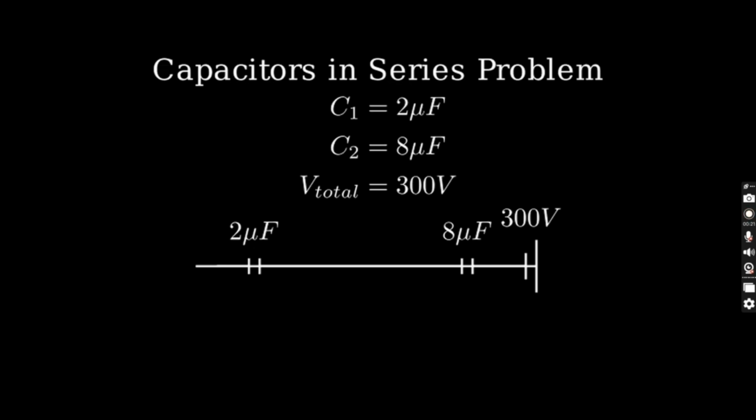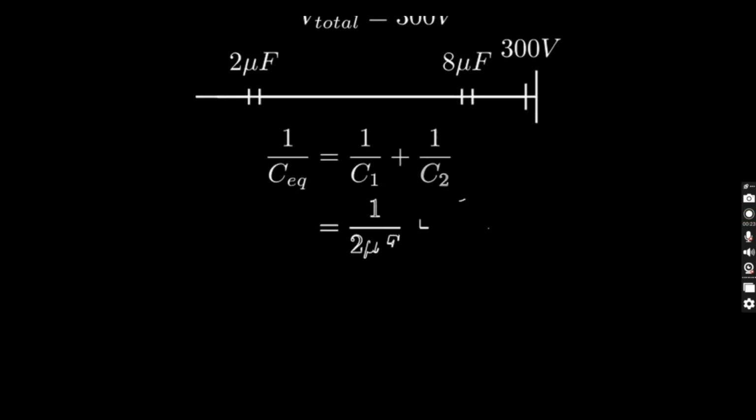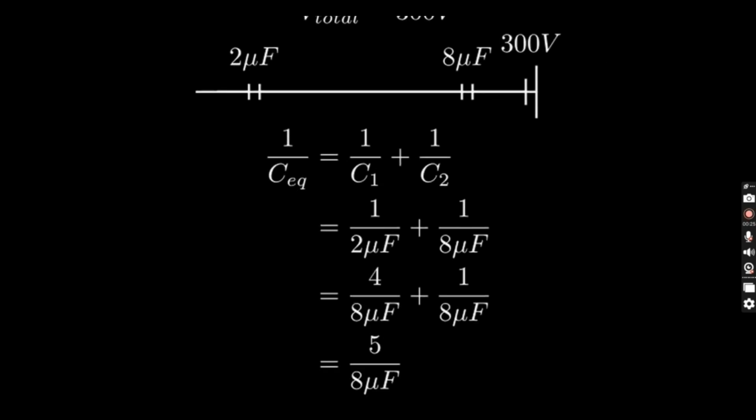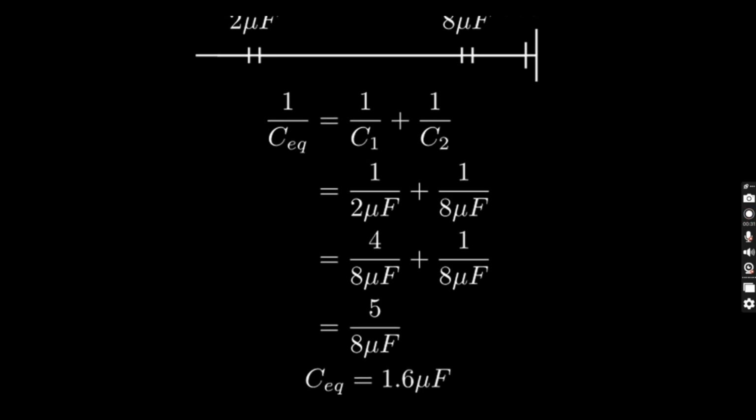First, let's find the equivalent capacitance. For capacitors in series, we add the reciprocals. 1 over C equivalent equals 1 over C1 plus 1 over C2. Plugging in our values and solving, we get C equivalent equals 1.6 microfarads.